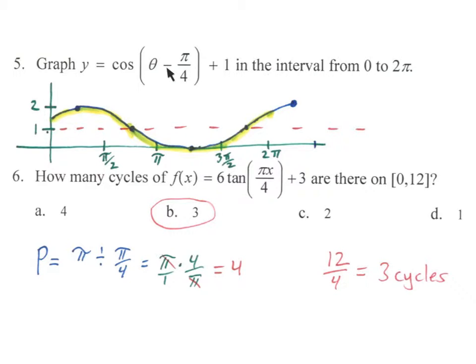Now, if that was a negative pi over 4, I'd be starting over here. But I'm starting right here. So my cosine starts there, and it's going to go down and back up. Now, my period is 2 pi. Normally, from here to here is 2 pi. So since I started a quarter over, I'm going to end a quarter over from 2 pi. Can I get that? So you look at that, I just drew my graph, boom.